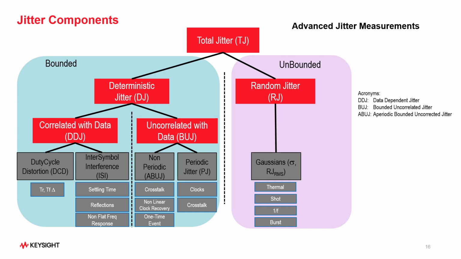So this has nothing to do with the data pattern, and the other term we call it is the BUJ, or the bounded uncorrelated jitter. And this can be further subcategorized into two different categories. One is the aperiodic, and this is mainly due to crosstalk, when one has a non-repeating event or a one-time event coupled into the signal, and that causes a BUJ, or aperiodic bounded uncorrelated jitter. It's fairly long, but BUJ is what we would usually reference it to.